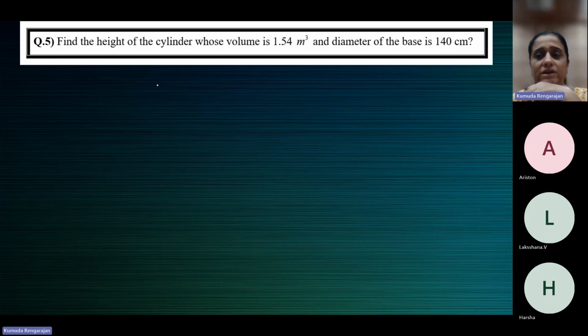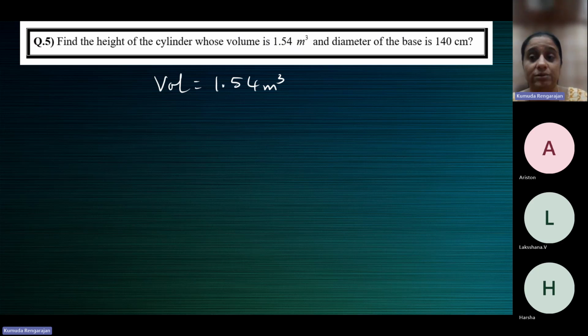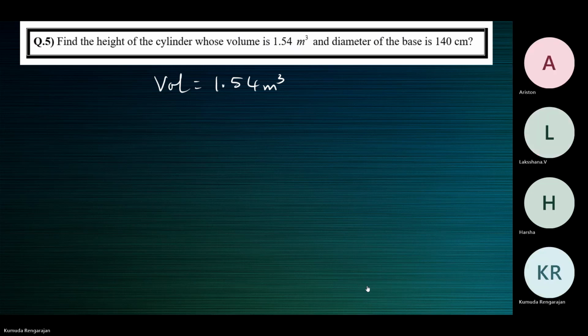So here the volume of the cylinder is given. Volume of cylinder is equal to 1.54 meter cubed. But you can see that the diameter of the base is given in centimeter. So how do we convert, children? How do you convert meter cube to centimeter cubed? Yeah, how do we convert meter cube to centimeter cube?